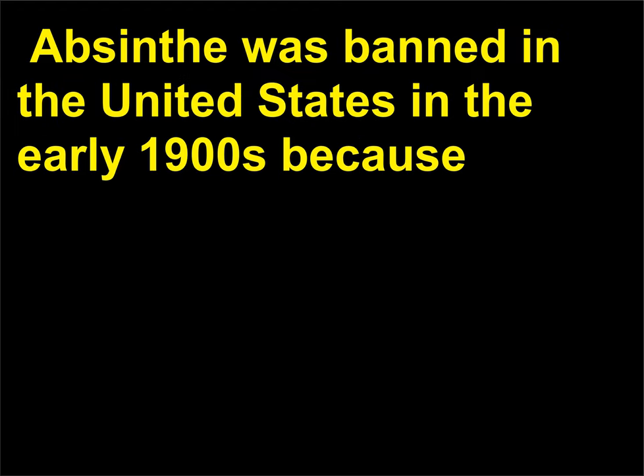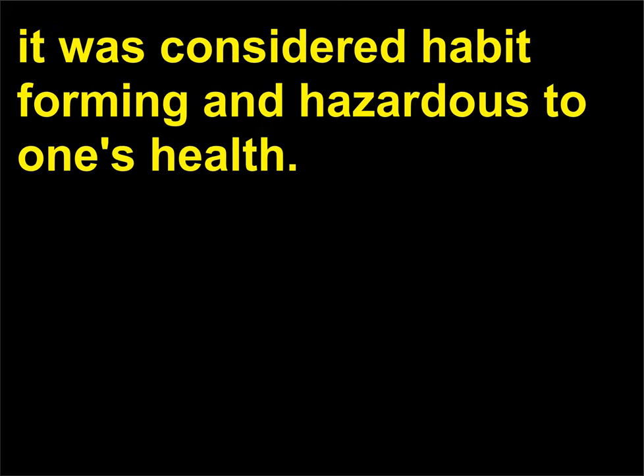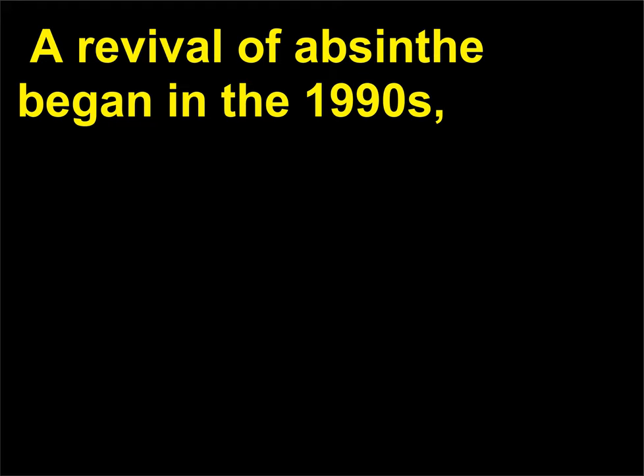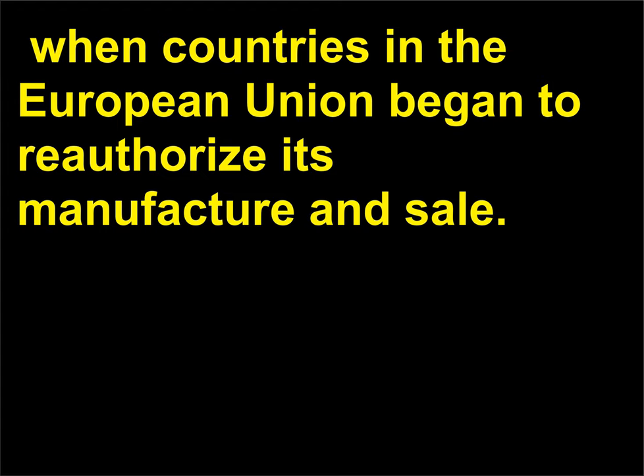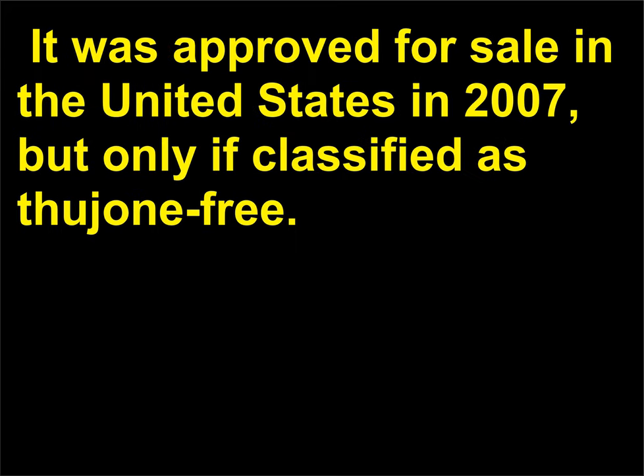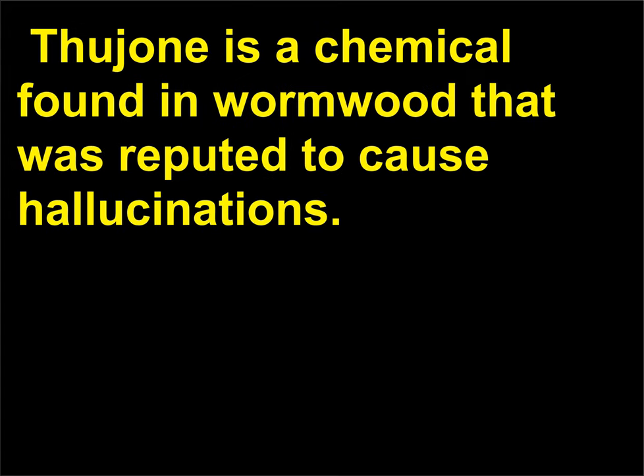Absinthe was banned in the United States in the early 1900s because it was considered habit-forming and hazardous to one's health. A revival of absinthe began in the 1990s, when countries in the European Union began to reauthorize its manufacture and sale. It was approved for sale in the United States in 2007, but only if classified as thujone-free. Thujone is a chemical found in wormwood that was reputed to cause hallucinations.